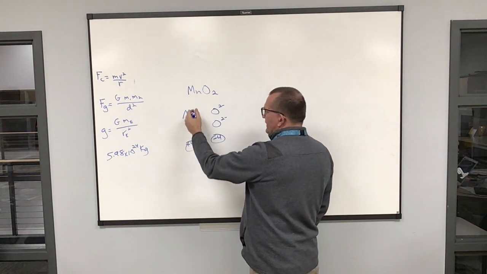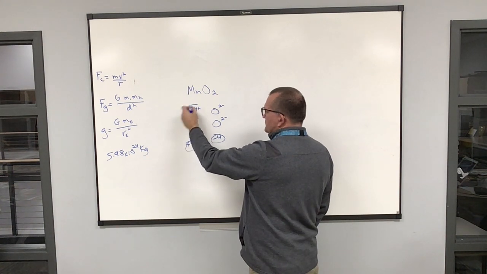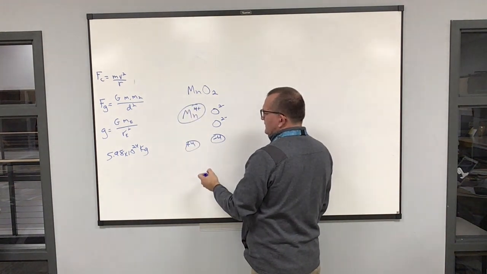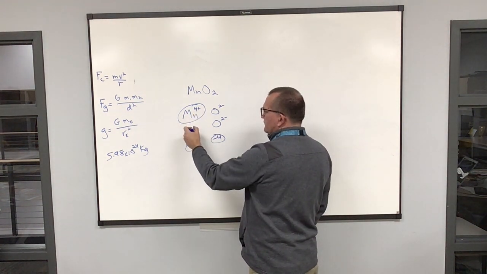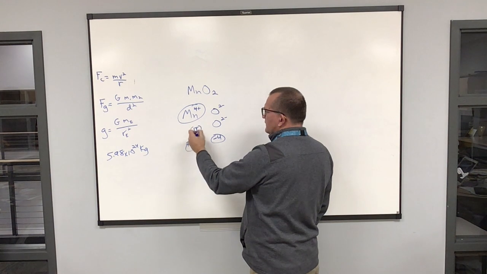Since there's only one manganese, it gets all the +4 charges. So there's our charge on manganese. So this is called manganese 4. 4 is IV. Oxide.